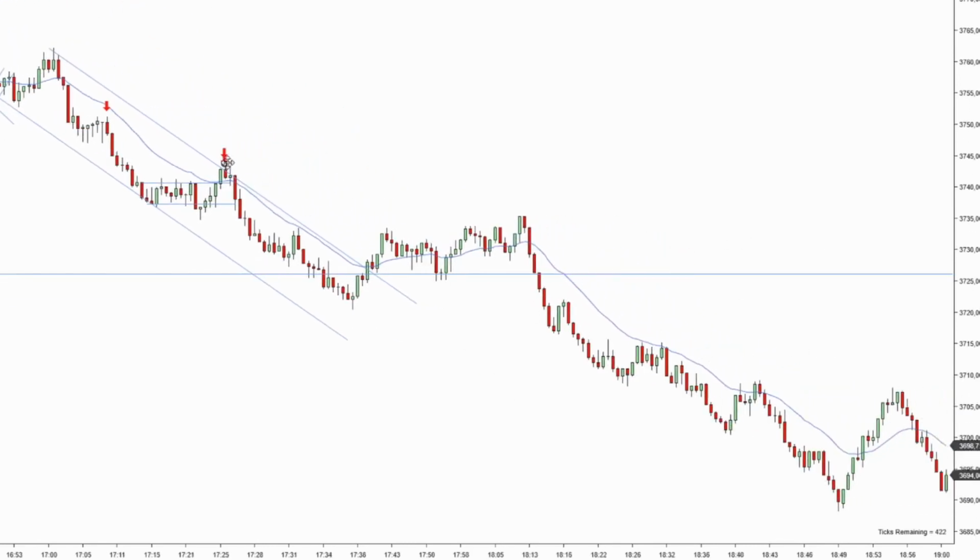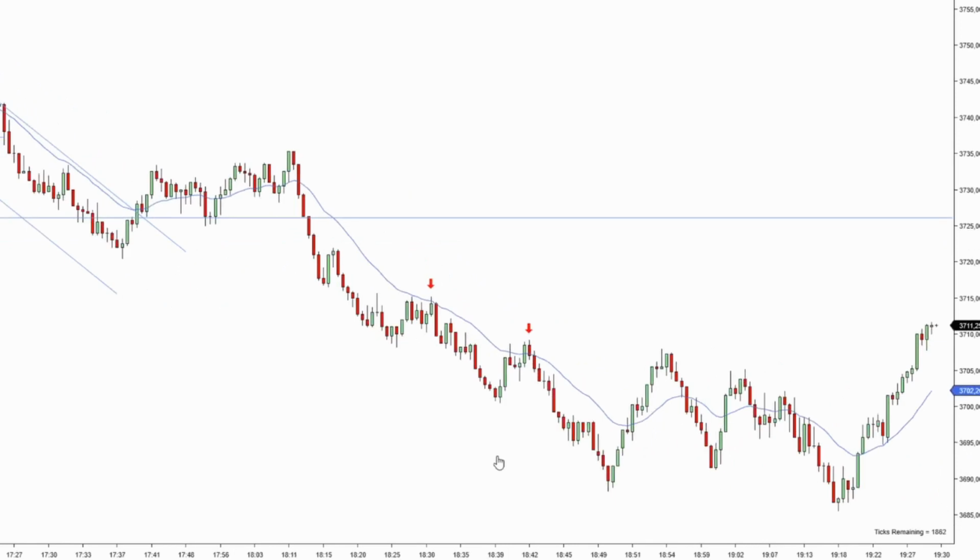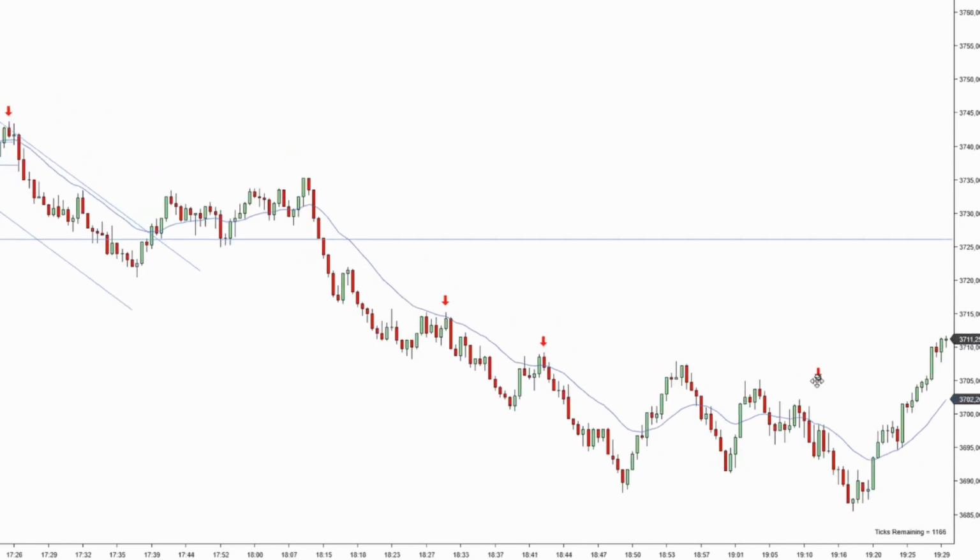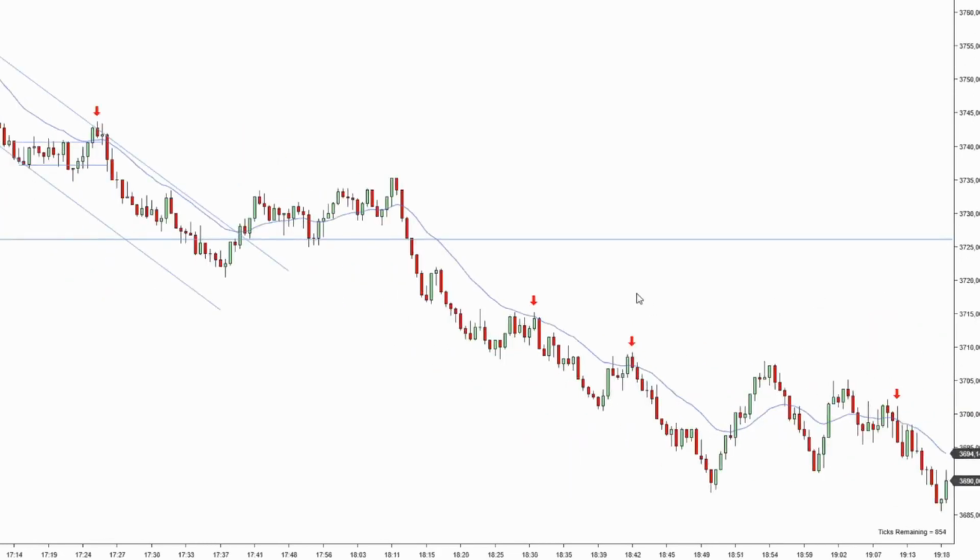So I didn't take this trade, but I took this trade. This was my last trade that I took today. And I'm going to show you what I was looking at the time.